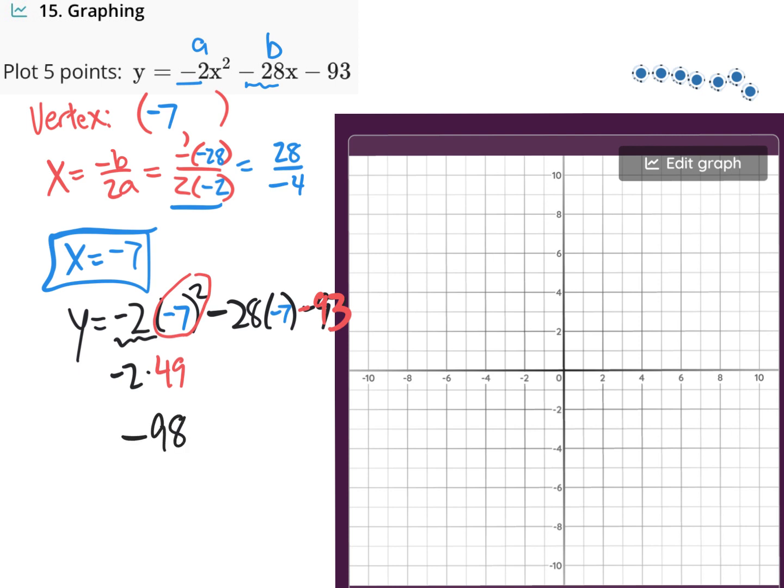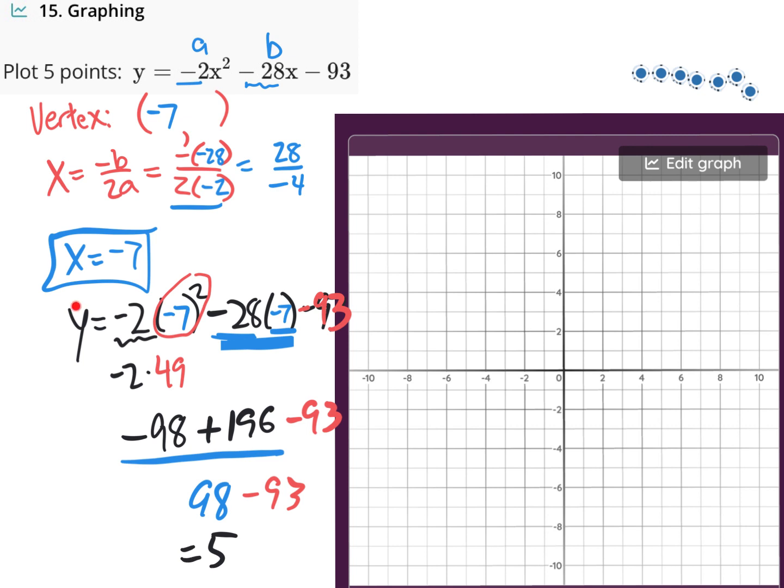And then right here, we have a negative 28 times a negative 7. And of course, use a calculator, and you'll get plus 196. I got that from the calculator. Negative 28 times negative 7 is positive 196. Then you bring down the minus 93. And from left to right, negative 98 plus 196 is a positive 98. Then positive 98 take away 93 is 5. So y equals 5. Okay, so the y value of the vertex is 5.